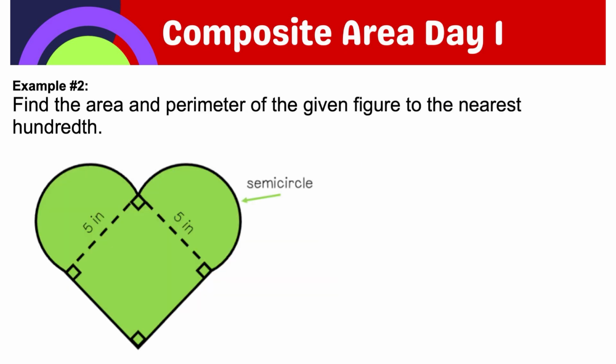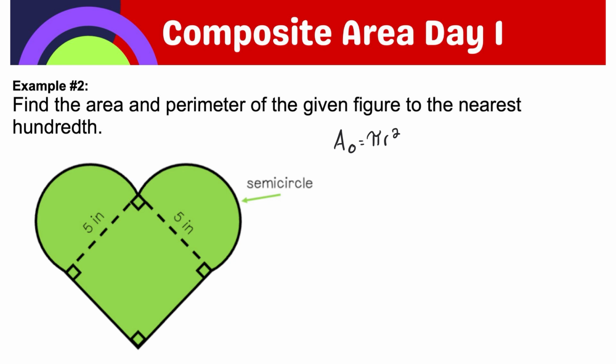Okay, so this problem is asking for both area and perimeter of the figure. Let's start with area. So with our area here, we see we have 2 semicircles. A semicircle is half of a circle. So if you have 2 halves is equal to 1 whole. So when I want to find the area of the semicircle, I can actually find the area of just a plain old circle. Because, again, we have 2 halves, and area equals pi r squared.